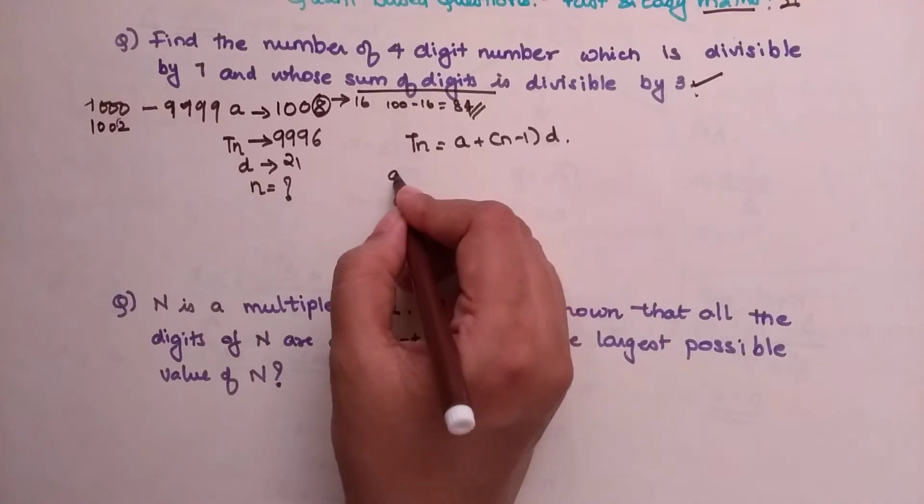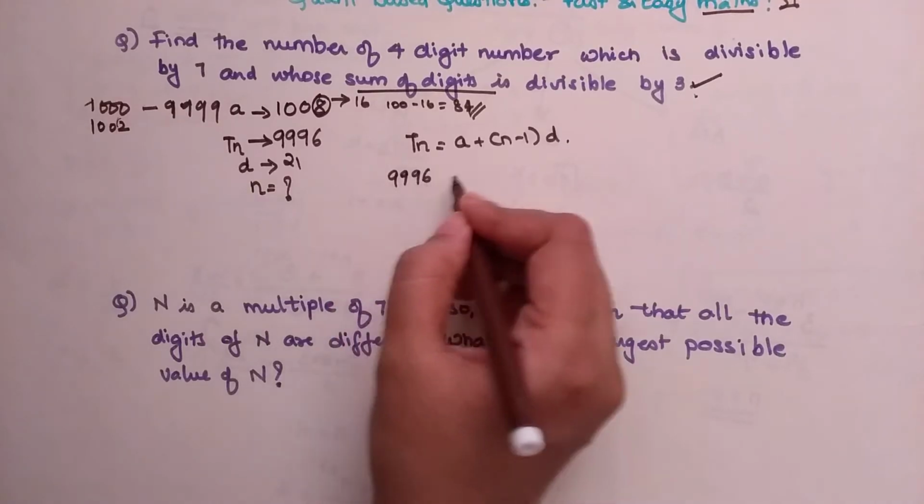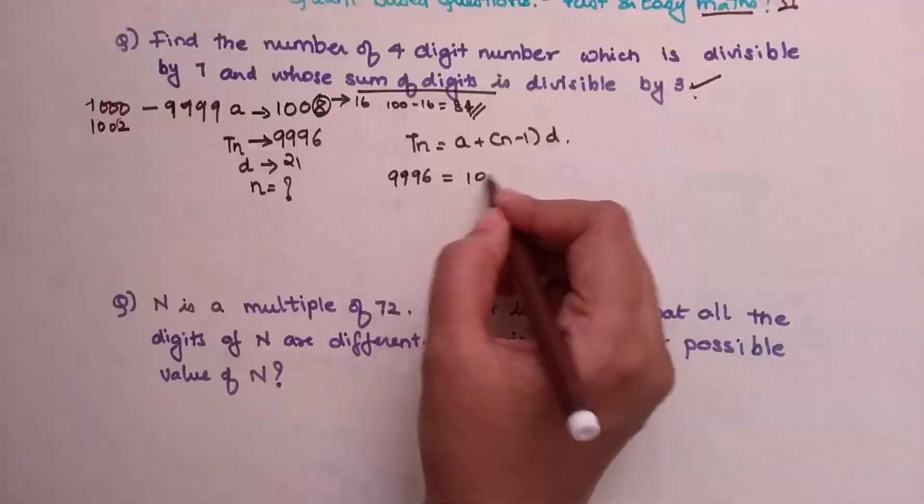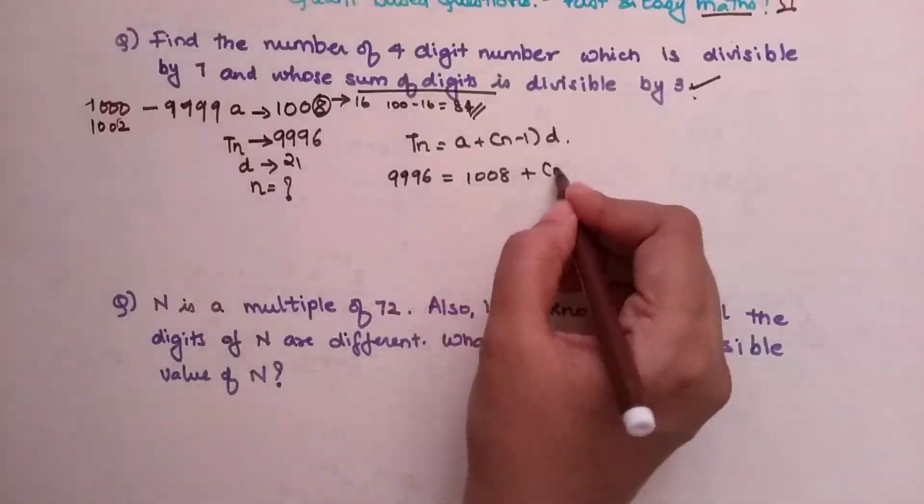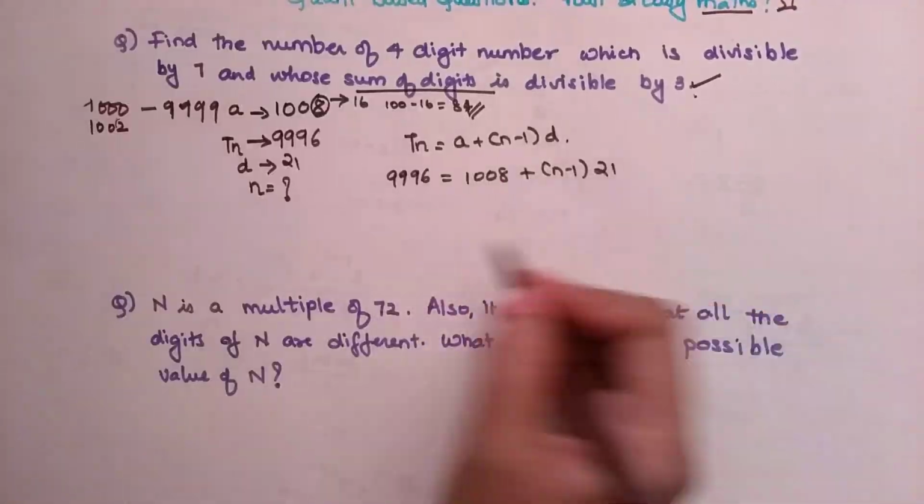So now 9,996 equals 1008 plus (n minus 1) into 21.